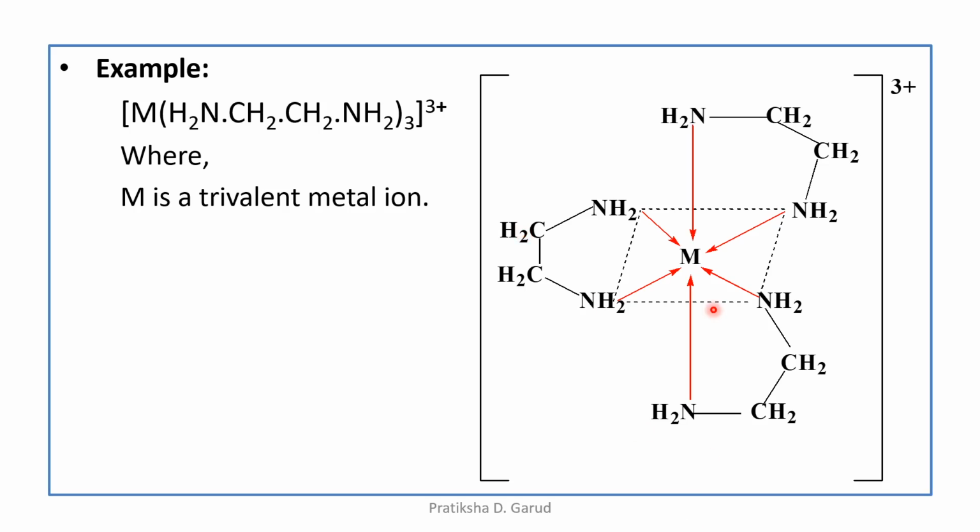At the center we have the metal and it is surrounded by 3 ligands. Each ligand has 2 donor atoms, 2 nitrogen atoms, linked to the metal. So we have NH2CH2CH2NH2, the first ligand; NH2CH2CH2NH2, the second ligand; NH2CH2CH2NH2, the third ligand. So there are 3 ligands but 6 bonds formed. These types of compounds are known as chelates and the ligands are known as chelating ligands.